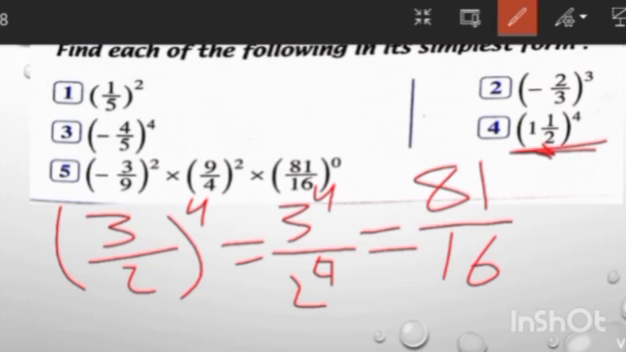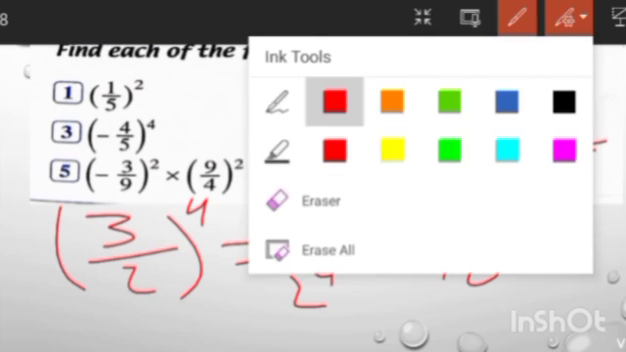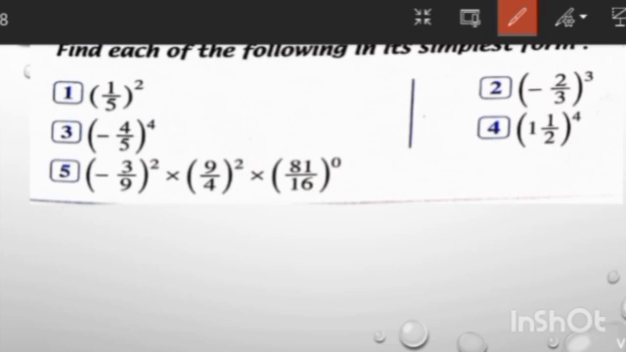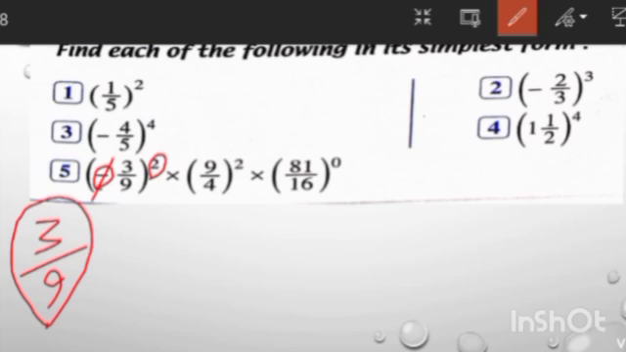Next, number 5, (-3/9)^2. Power is even, then we cancel the negative. Okay, it will be 3 over 9. 3 over 9 equals 1 over 3. We divide 3 up and down, it's equal to 1 over 3. Let's write 1 over 3.